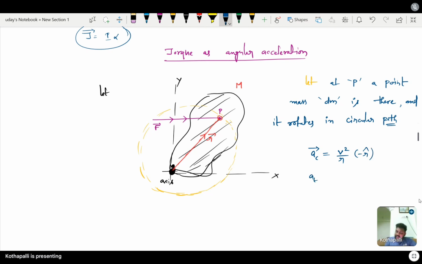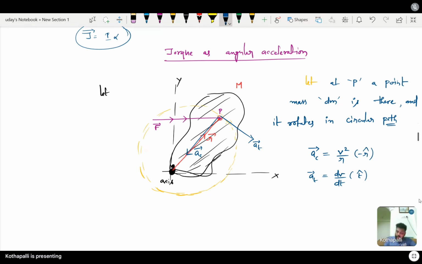And tangential acceleration we know already: dv by dt. This is along t cap, the tangent direction. Because the tangential acceleration will be acting like this, centripetal acceleration will be acting like this. a_c and a_t. Now you understood, right, why I took minus r cap? Because it is exactly opposite to the position vector. Position vector will always be from the origin outwards. From the origin to the outside, that is what r cap. Opposite of that will be minus r cap.